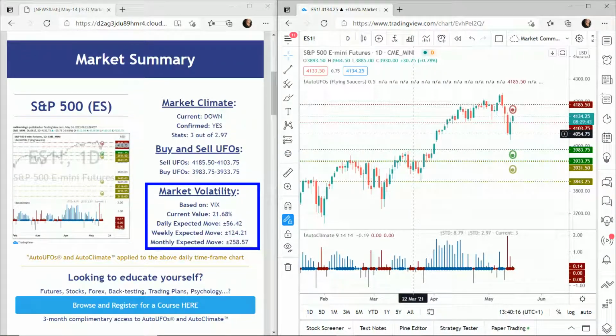In terms of volatility, we'd expect movement in 1 year of 21.68%. So that means in 1 day, up or down, we'd expect it to move 56.42 points. In 1 week, 124.21 points. And in 1 month, 258.57 points. Again, that's movements up or down, and then we use our climate and UFOs to help us figure out in which direction. Currently for the S&P, we've got overall probabilities to the downside.